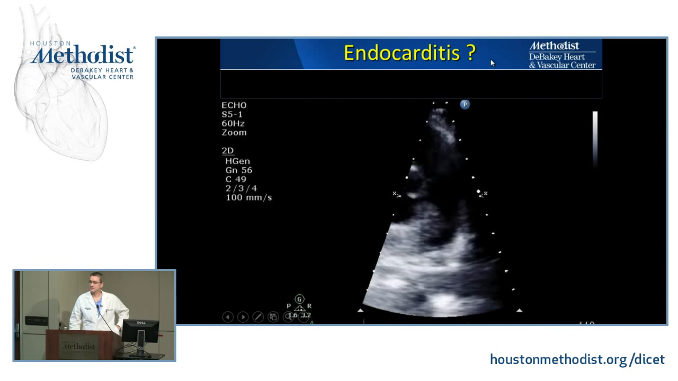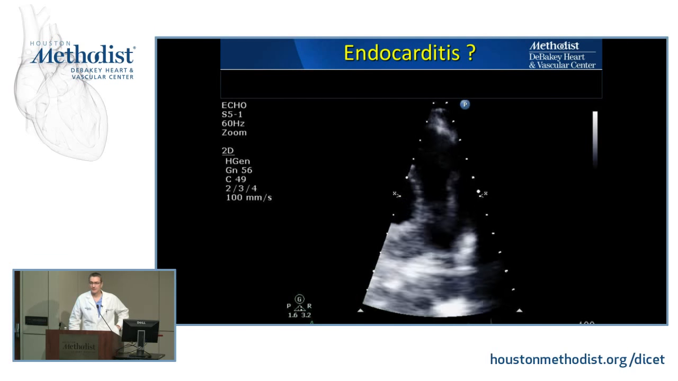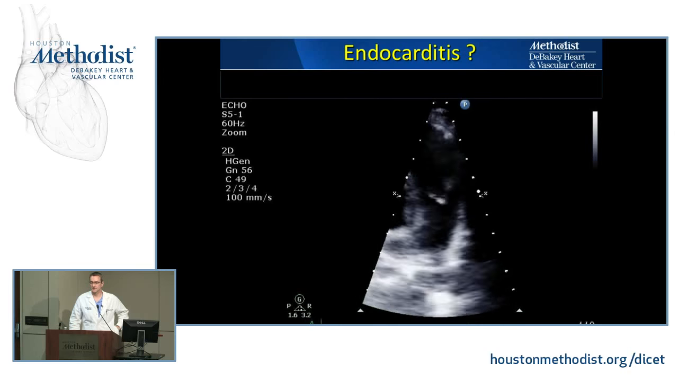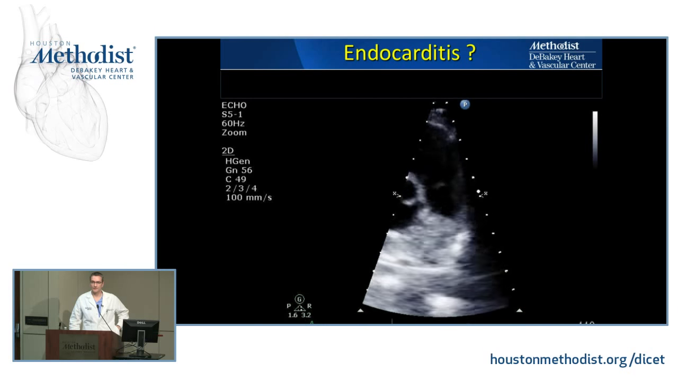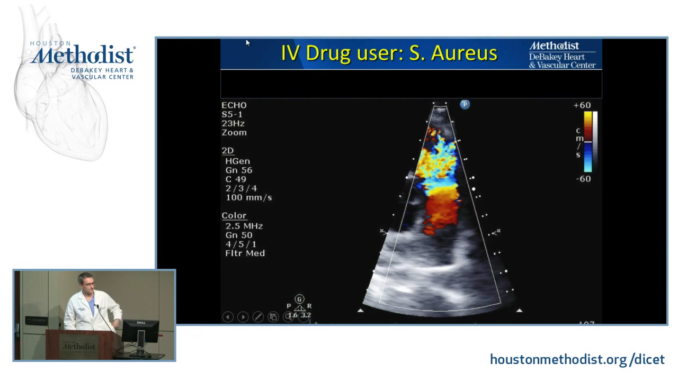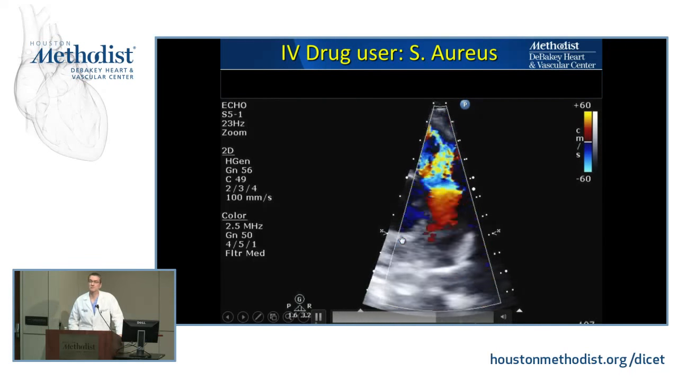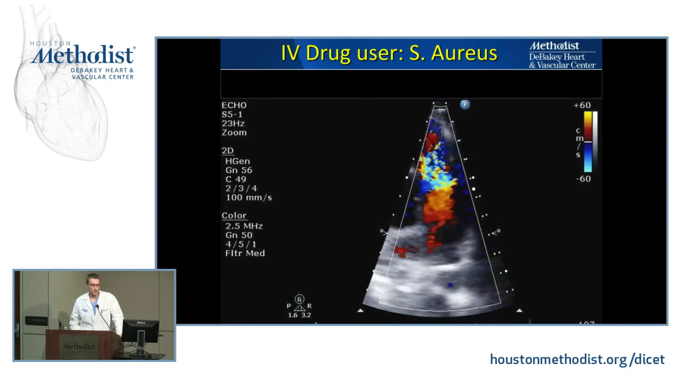Obviously, if it was culture positive, that would lead you to lean towards endocarditis. But the other thing to recognize, this is a high flow state. This is RVOT. That's pretty hard to get a thrombus just sitting in the RVOT under very high flow. And then when you get some history, you find out that this is an IV drug user, and that there's also wide open pulmonic insufficiency. Certainly makes endocarditis much more likely.